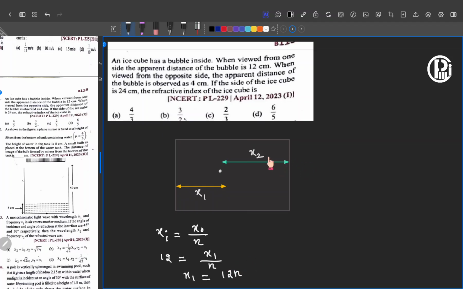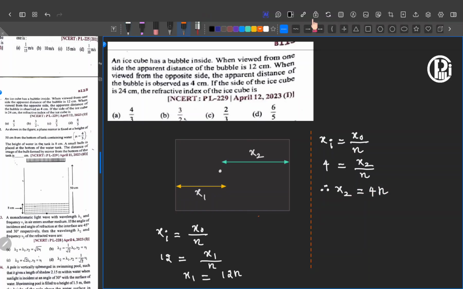Now if I look from this side, the original distance is how much? x2, and the apparent distance will be 4. So, what is the apparent depth formula? Apparent depth is equal to xo by n. Here the apparent depth is 4 centimeter. Therefore 4 is equal to x2 by n, so this x2 is equal to 4n, right?